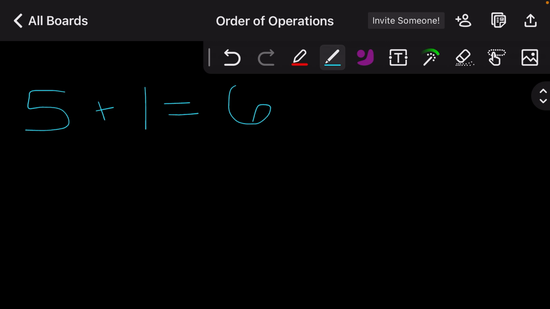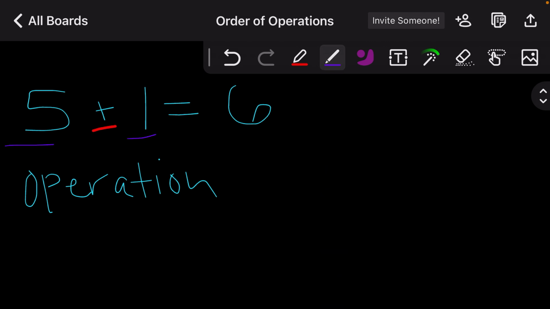In this particular equation, 5 plus 1, the plus sign is what's called an operation. And the 5 and the 1 are what you would call terms.